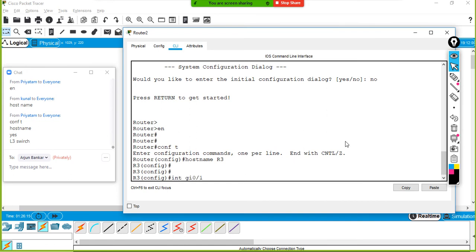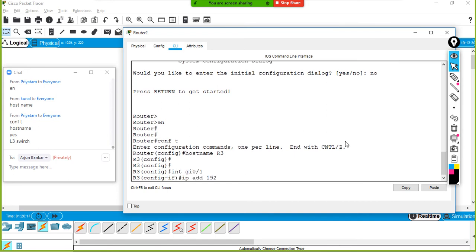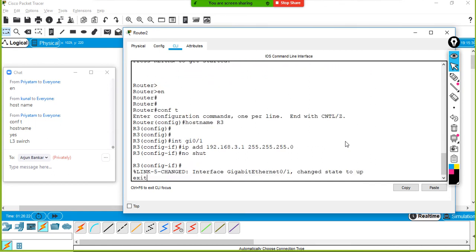Interface GigabitEthernet 0/1, IP address 192.168.3.1 255.255.255.0. Then no shut.